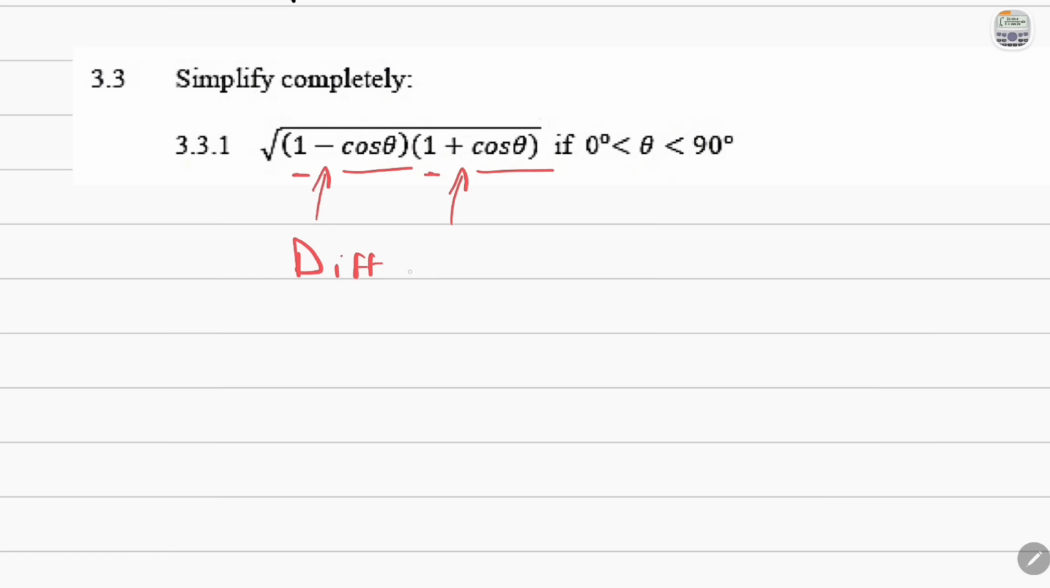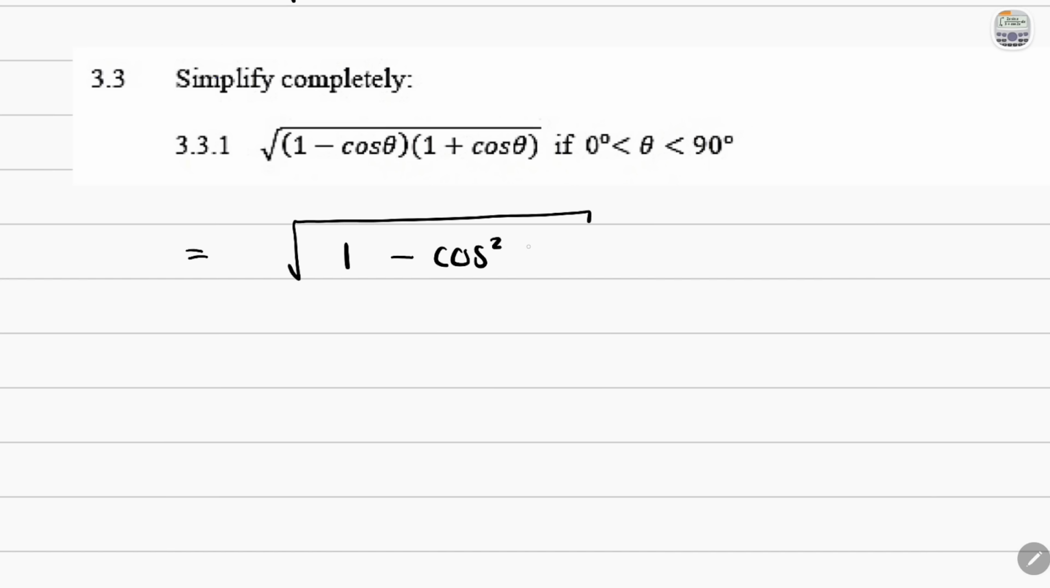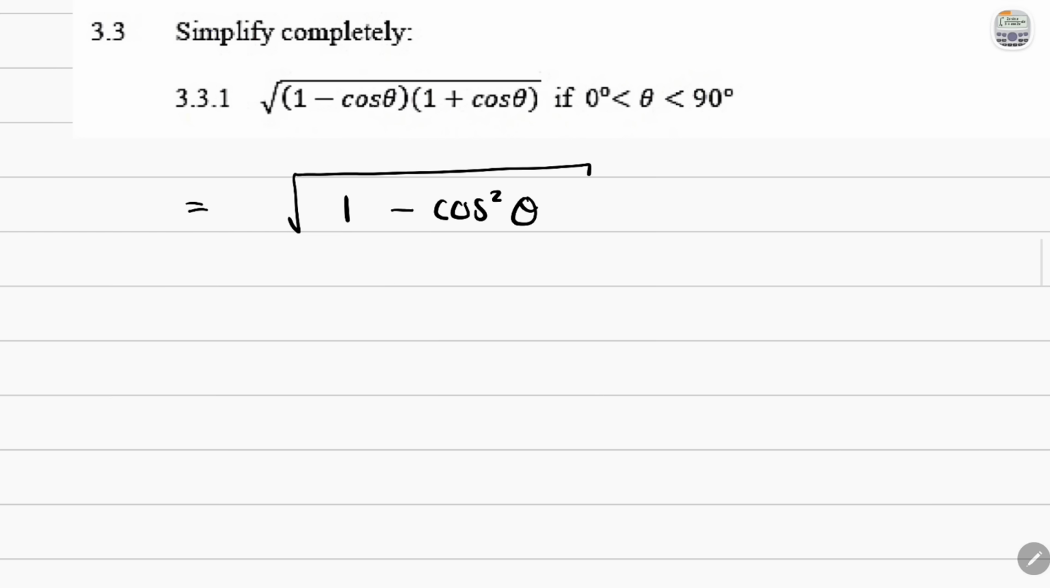Difference of two squares. So if that's difference of two squares, we can simplify this by rewriting it like this. Because we have the exact same number here, and the exact same value here, and then just a minus and a plus, it can be simplified by squaring the first term, or just saying 1 times 1 is 1. And then this negative cos theta times positive cos theta is negative cos theta squared, or negative cos squared theta. You could have also FOILed it out, which would have taken longer. It's not necessary to do that.